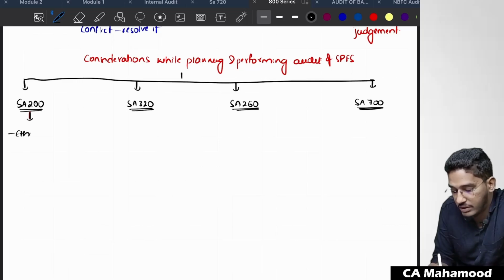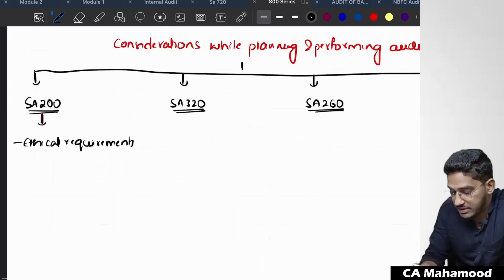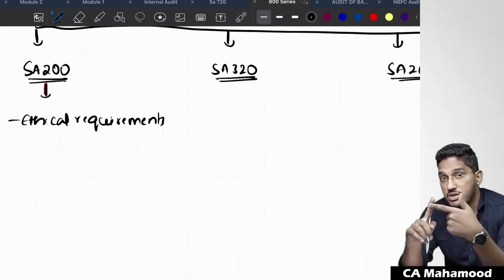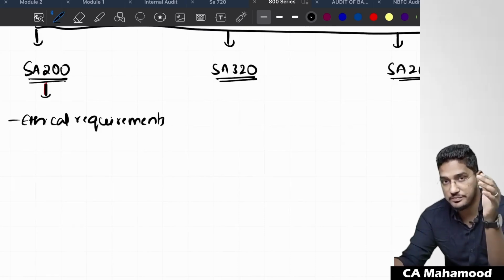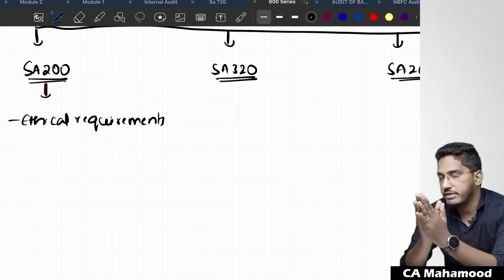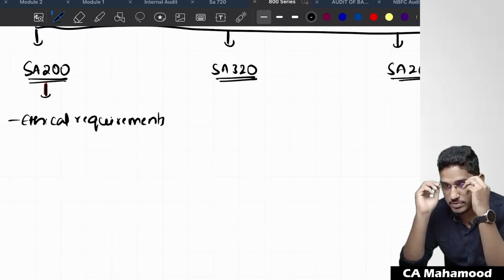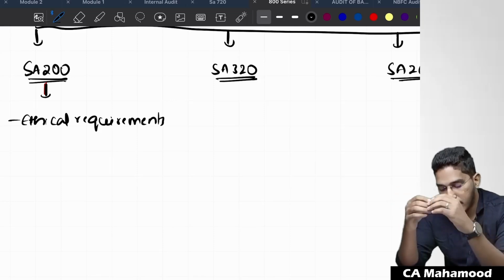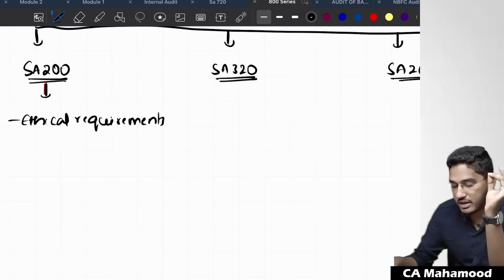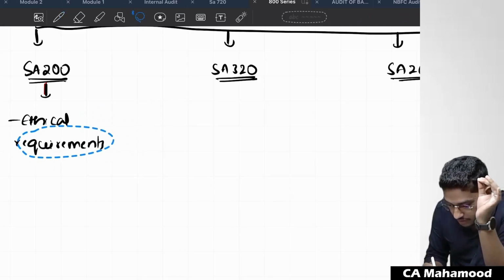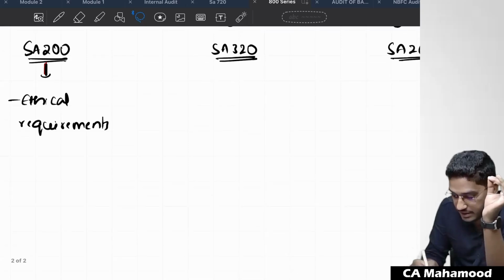Number 1, you have to comply with all the ethical requirements, including independence. When you are conducting audit of special purpose financial statements, you are also required to comply with all the ethical requirements, including independence. What are the ethical requirements? Fundamental principles, which we have discussed in professional ethics. What are they? Integrity, objectivity, confidentiality, professional competence and due care, and professional behavior. Like the way you follow these fundamental principles when you are conducting audit of general purpose financial statements, even while conducting audit of special purpose financial statements you are required to comply with all these ethical requirements. So this is the first thing.